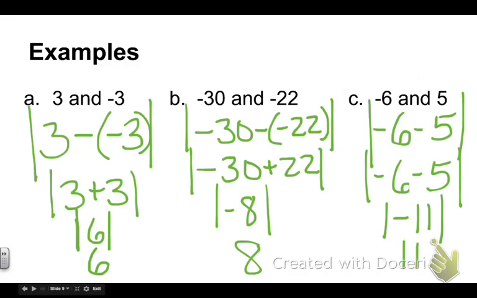Earlier I said visualize that on a number line. From negative 6 to 0, that's 6 units, 6 steps. And then from 0 to 5, that's 5 steps. 6 plus 5 is 11. That's what you should have come up with. I'm sorry I made that mistake there.